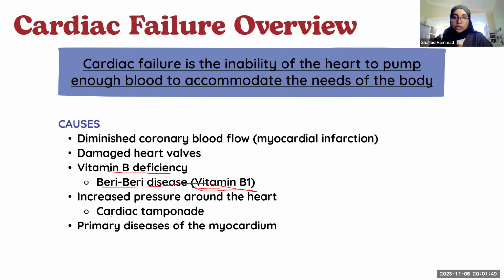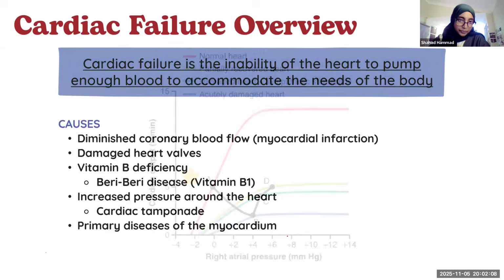And another one, like we mentioned, the cardiac tamponade, which was the accumulation of the fluid between the layers of the heart. And we have primary diseases of the myocardium, meaning diseases that are just originating from the myocardium without any other causes. Okay, so just the basic idea here is that the body is asking for more and the heart is not able to supply.